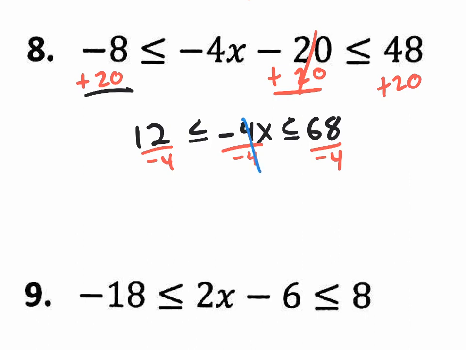So the 4's cancel. You end up with x in the middle. Now we did divide by a negative. So what does that mean with the inequality symbol? You have to flip them. So it's going to end up flipping this way. And 68 divided by 4 is 17. Negative 17, that is, right?